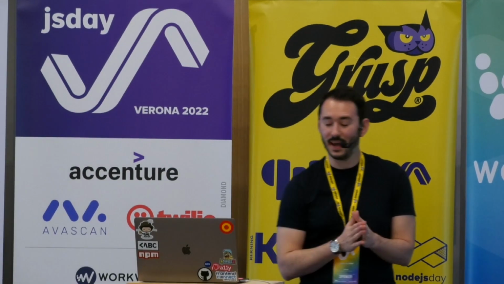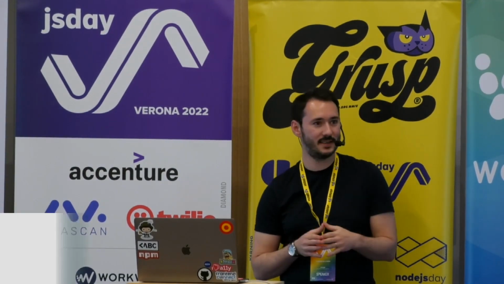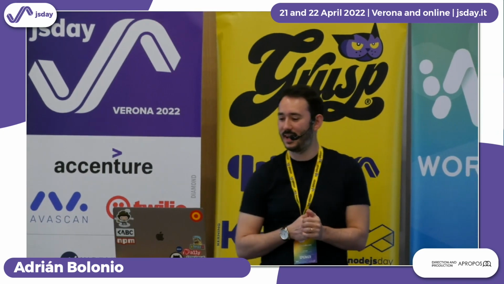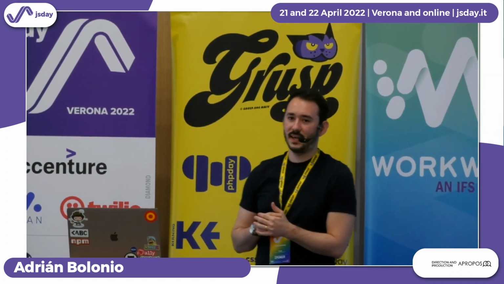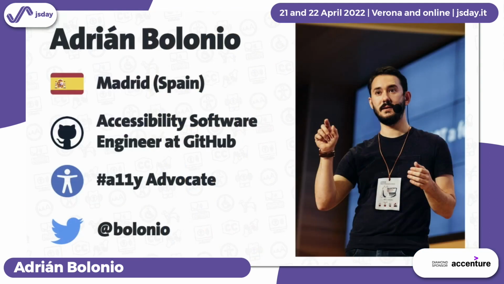Let's talk about web accessibility. I'm going to introduce myself first. My name is Adrian. I'm from Spain. I work as an accessibility software engineer at GitHub, where I try to advocate for the accessibility principles mainly on the online world. And you can find me on Twitter or GitHub almost everywhere under my surname.